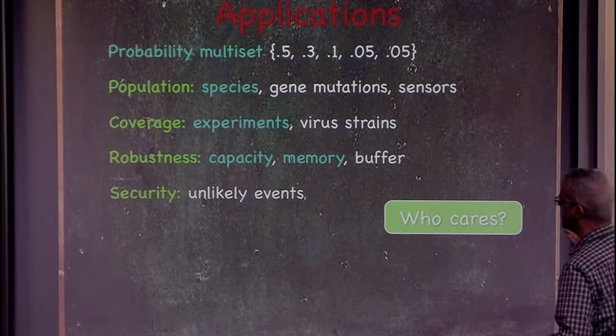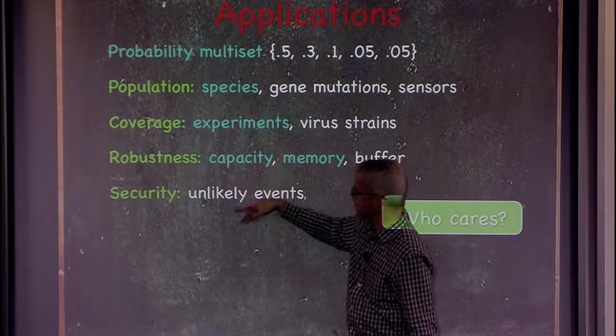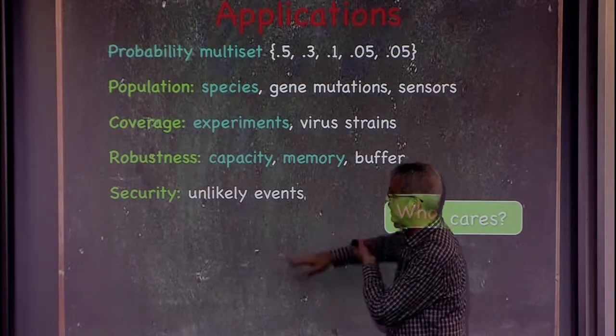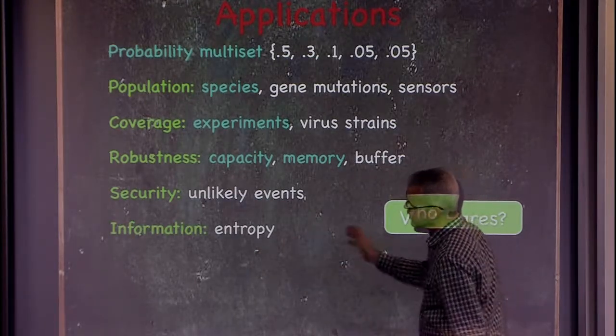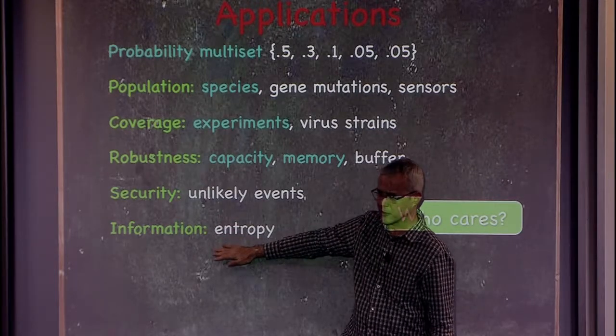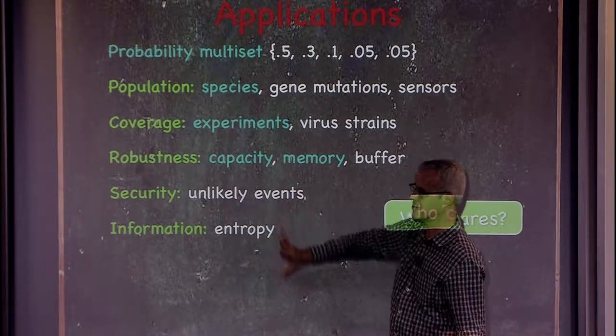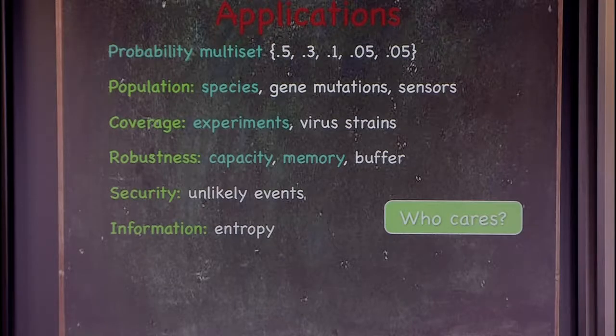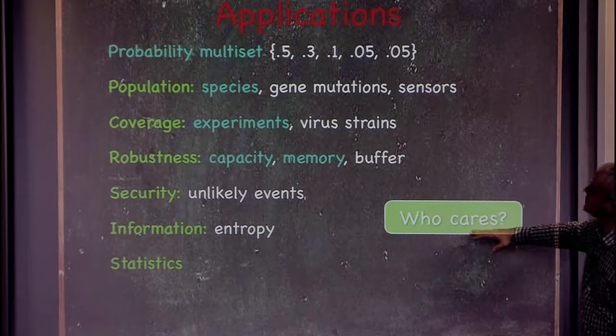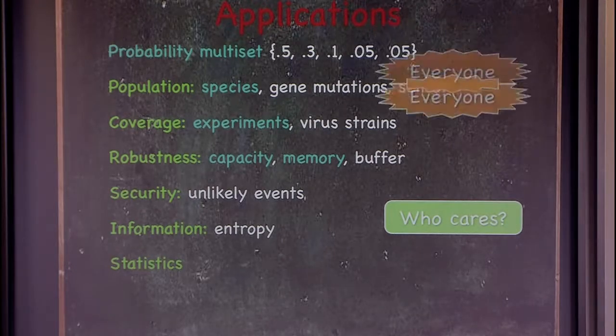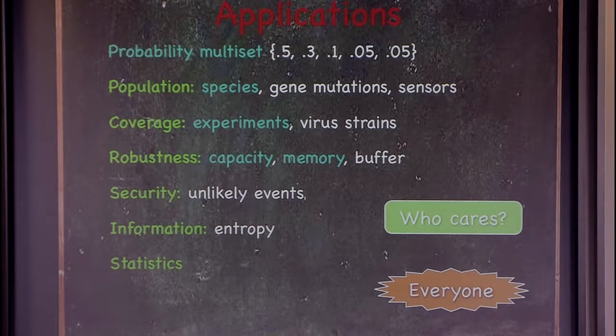And then also security. Maybe you don't care about whom, but you just want to know the probability that you'll see an unlikely event. Or information theory, we shouldn't even be asking this question because we care a lot about entropy. It's just a function of that. So if you're asking this question, you're not in information theory. In statistics, that's all you care about. So the answer to the question of who cares is that everyone cares. Okay.